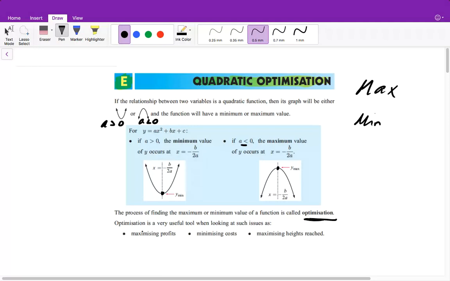Optimization is a very useful tool when looking at issues such as maximizing profits, minimizing costs, and maximizing the heights reached. So this is something that you would actually use in a real-world example, if you're doing certain problems in business or throwing an object or something along those lines. We're going to do just one example, and that is it for this section.